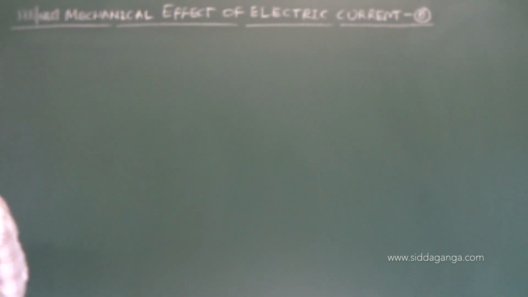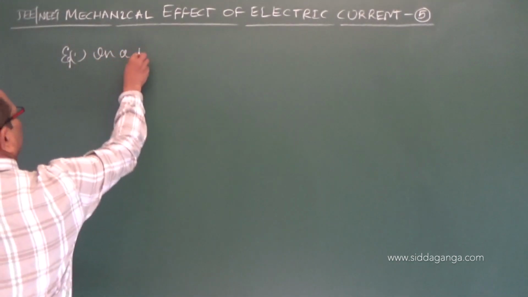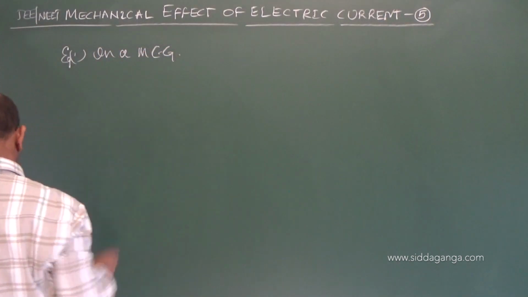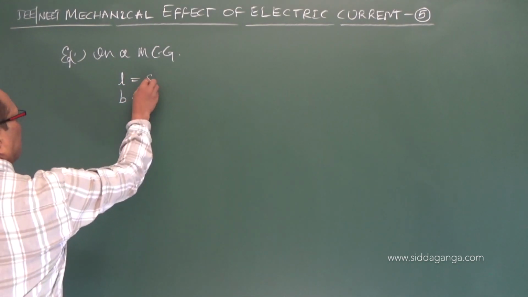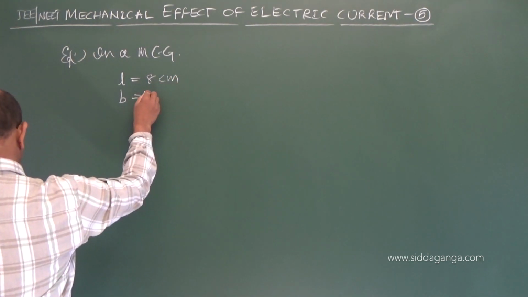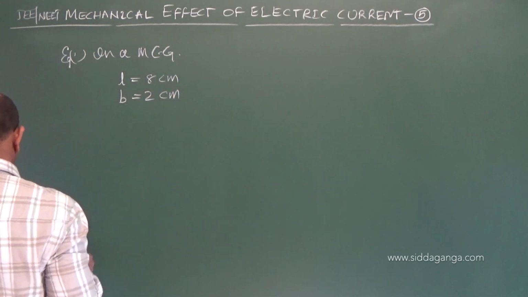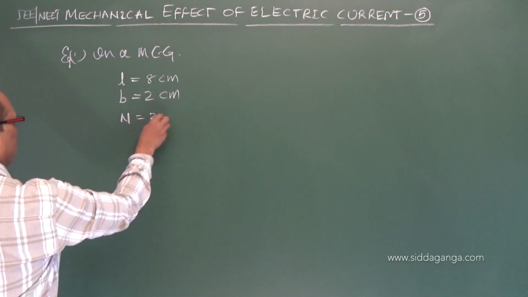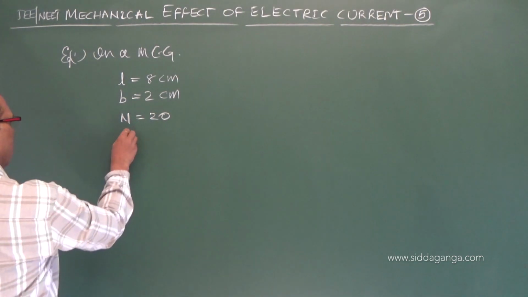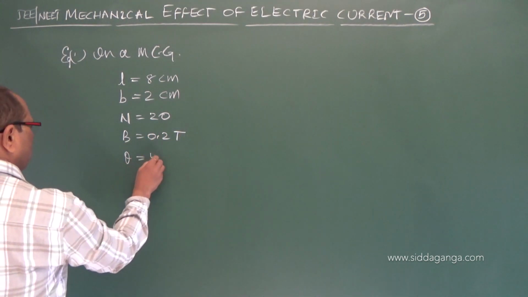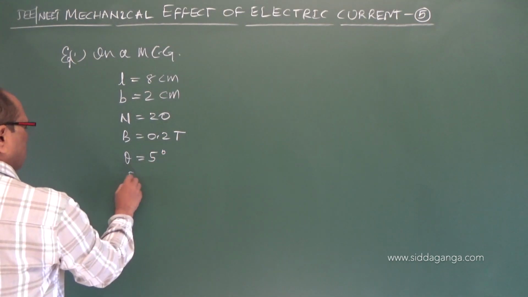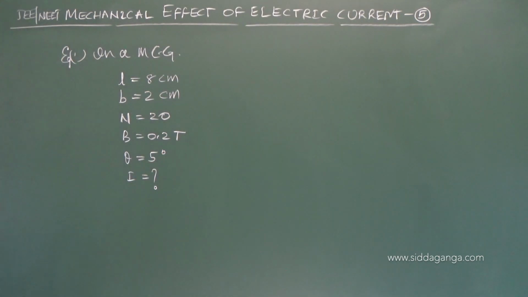So let us come to the problem. Example: in a moving coil galvanometer, MCG, the length and breadth of the coil are given as 8 centimeter and 2 centimeter, number of turns is 20, magnetic field applied is 0.2 Tesla, deflection observed is 5 degree. To produce this deflection, how much current is required?